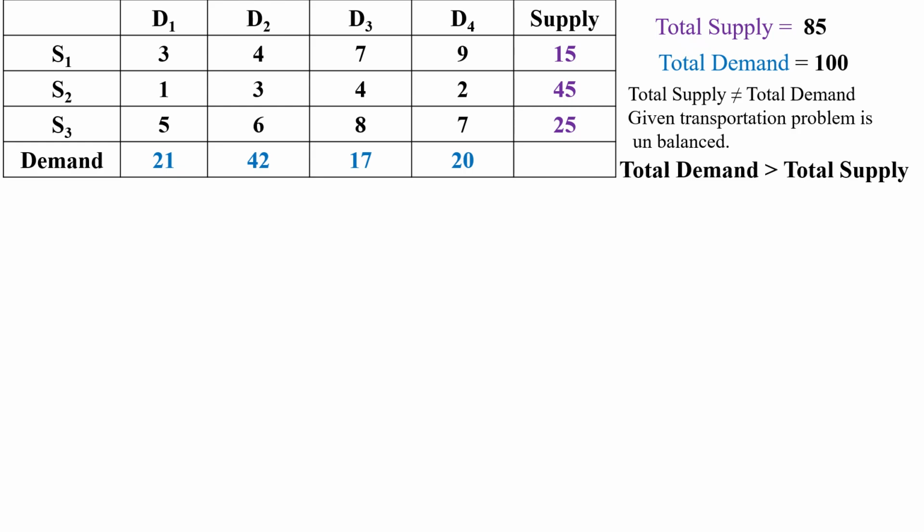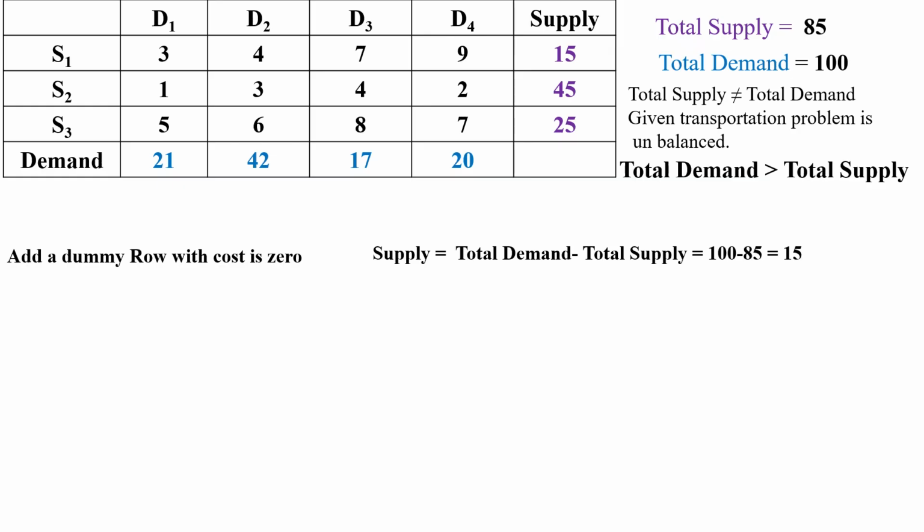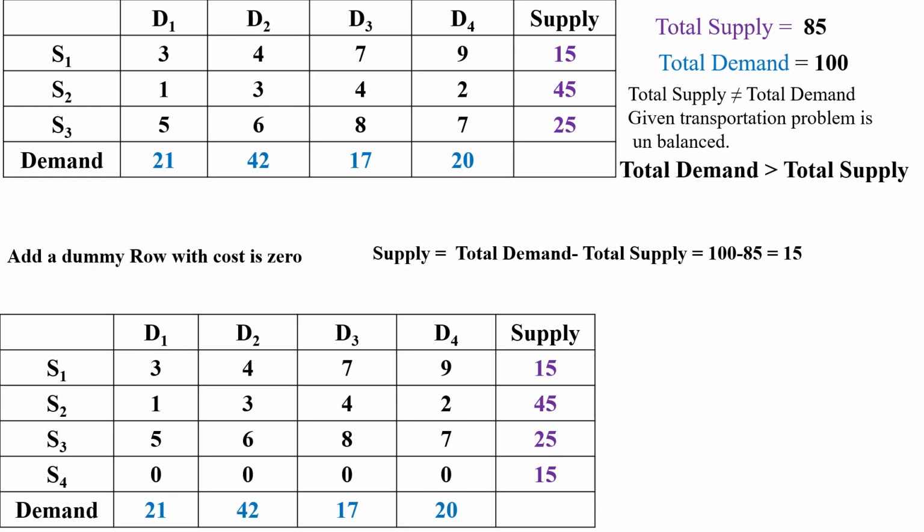So balance the given transportation problem. We have to add a supply center. Then we have to add a dummy row with unit cost 0, and the supply in the dummy row equals total demand minus total supply, which is 100 minus 85, which is equal to 15. So we add a dummy row, that is the S4 row, with unit cost 0 and supply 15. Now once again I have to check the total demand and total supply.